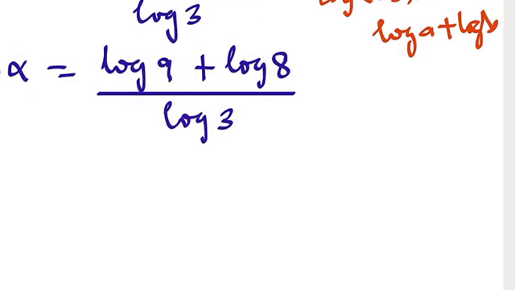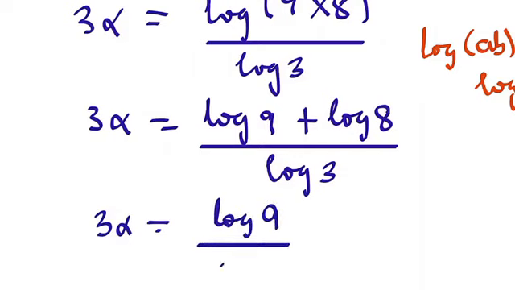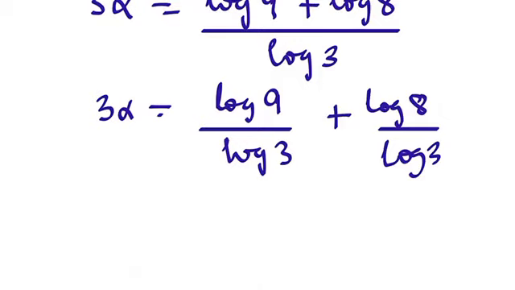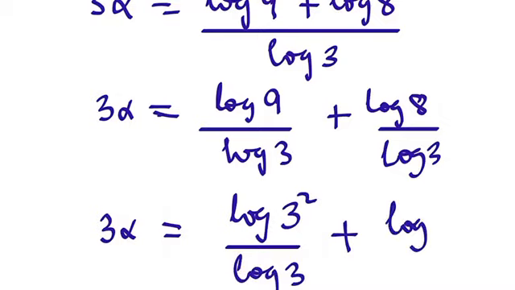All right, so moving on, we're going to have 3 alpha equals log 9 divided by log 3, then plus log 8 divided by log 3. So now from there, 3 alpha equals log 9, which can be written as 3 to the power of 2, divided by log 3, plus log 8, which can be 2 to the power of 3, divided by log 3.